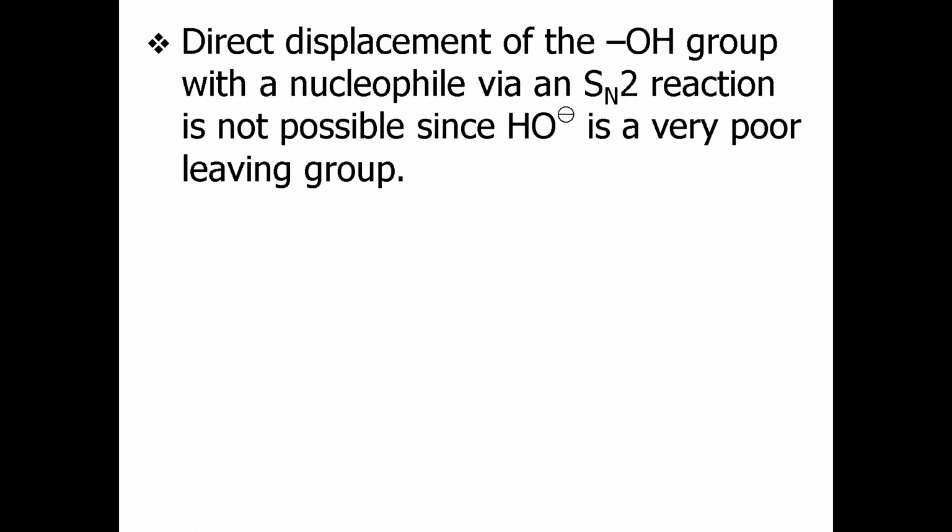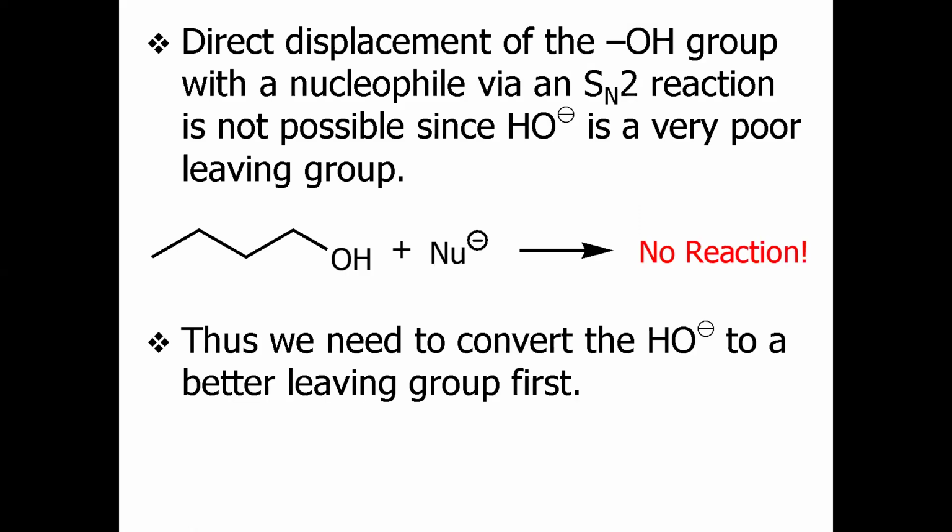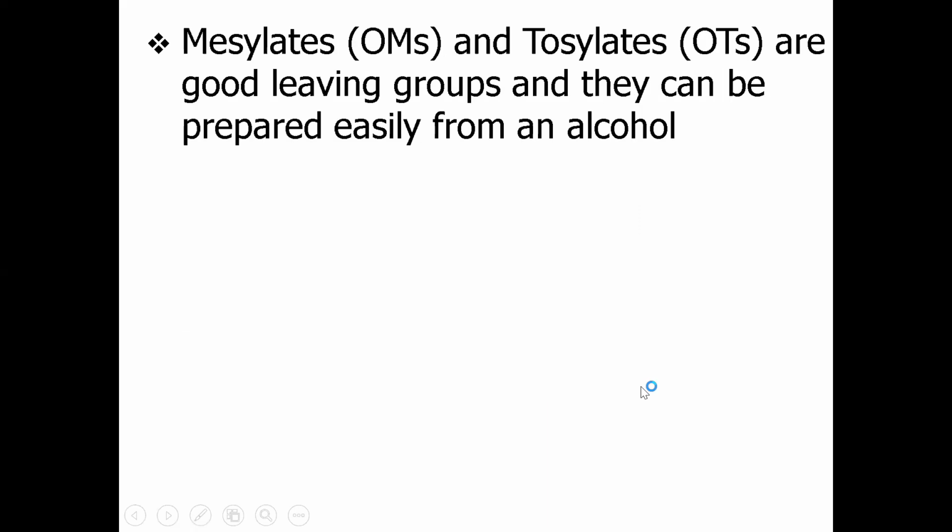Direct displacement, as I mentioned earlier, of the OH group without activation by an SN2 reaction is not possible, since the hydroxyl group is a very poor leaving group. So, as I mentioned in the previous slide as well, this nucleophile cannot depart or substitute this hydroxyl group. So this is the need to convert them into the mesylate, tosylate, or triflate group to make the alcohol a good leaving group.